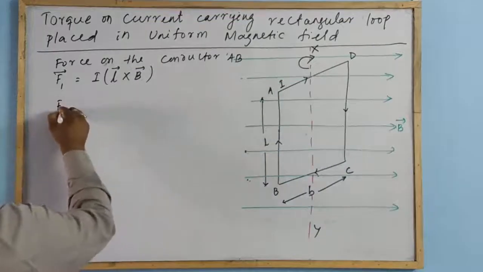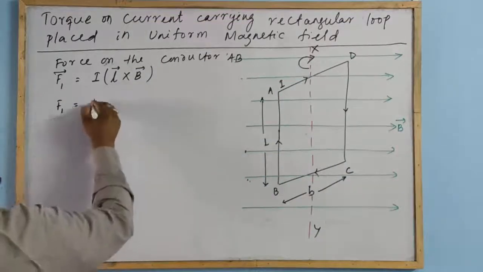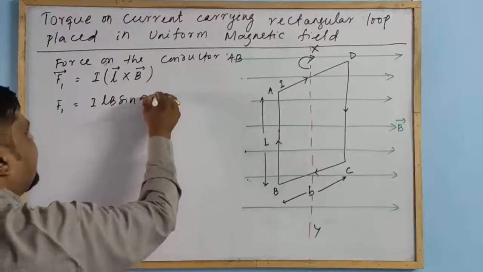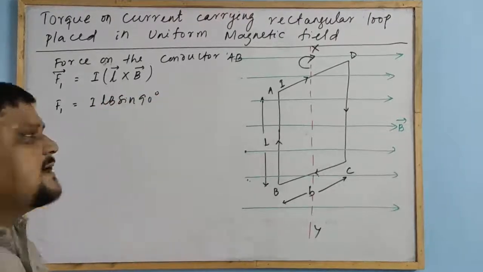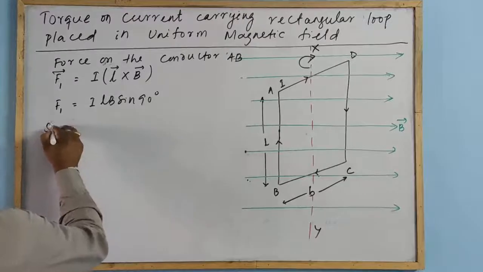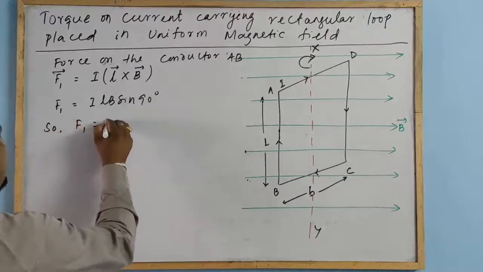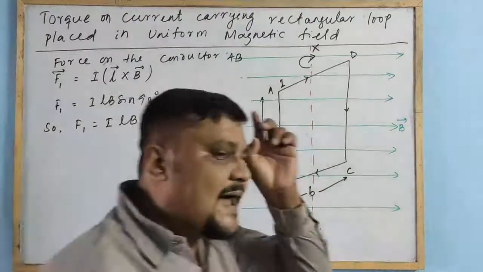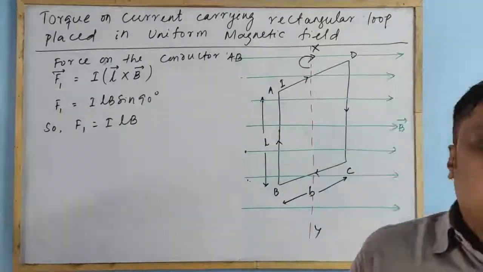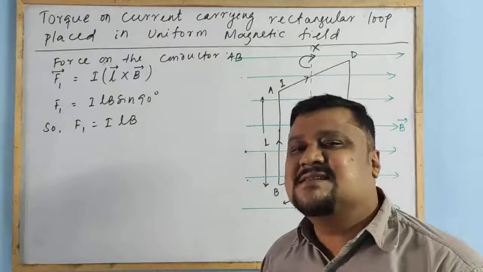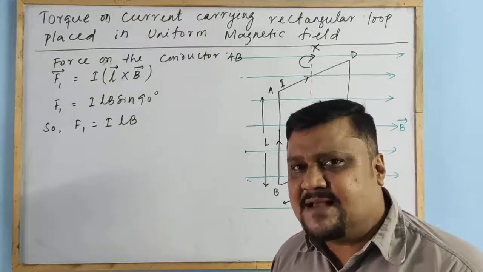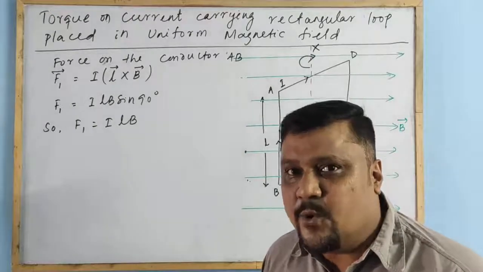So the magnitude of force F1 is equal to I L B sine 90. The angle between L and B is 90. So F1 is equal to I L B. That is the magnitude of the force. Now what is its direction? That can be found from Fleming's left hand rule.